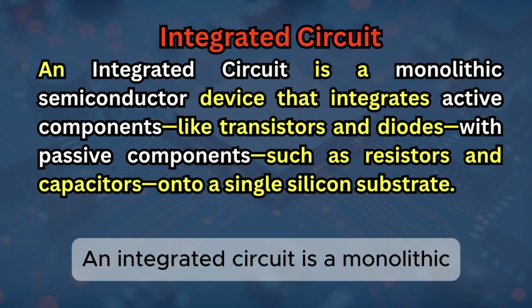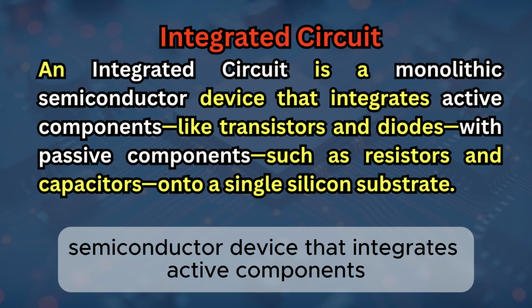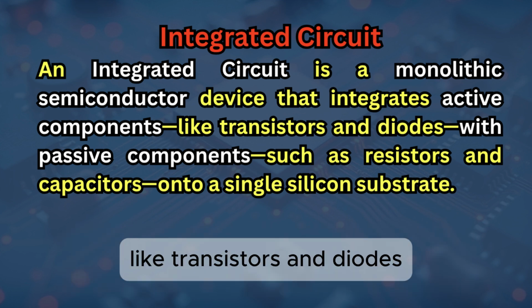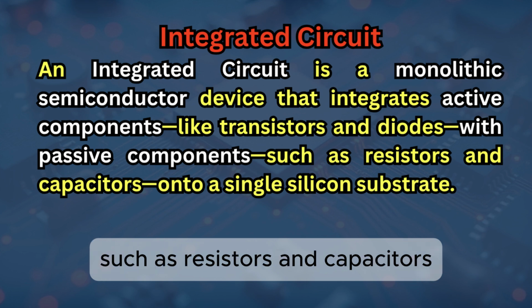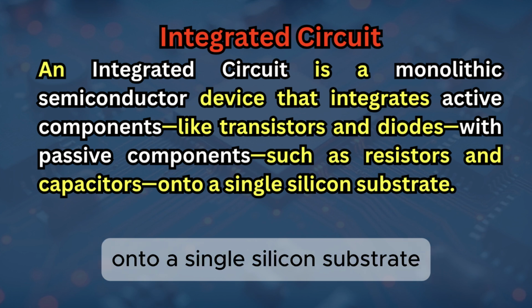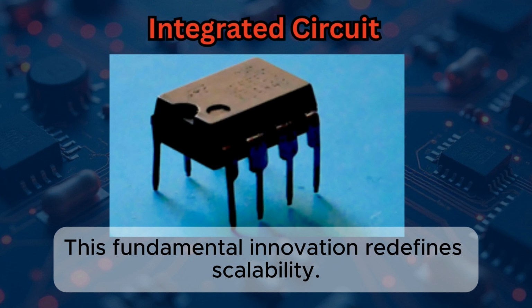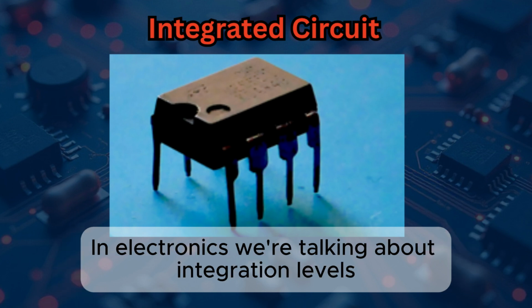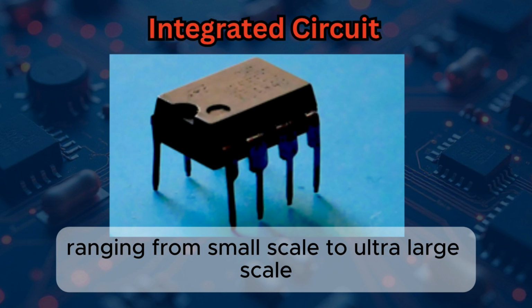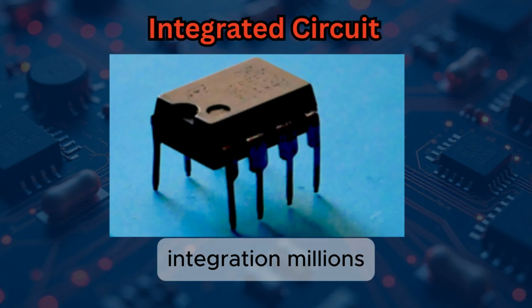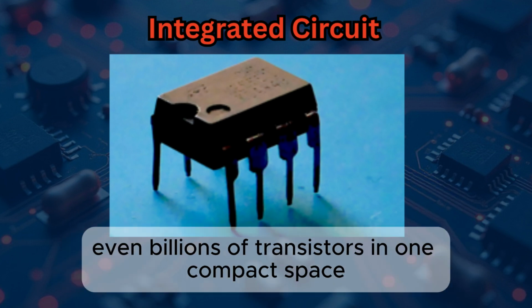An integrated circuit is a monolithic semiconductor device that integrates active components, like transistors and diodes, with passive components, such as resistors and capacitors, onto a single silicon substrate. This fundamental innovation redefines scalability in electronics. We're talking about integration levels ranging from small-scale to ultra-large-scale integration, millions, even billions, of transistors in one compact space.